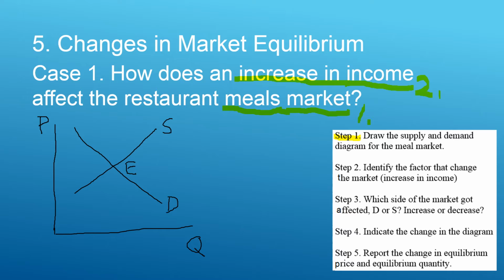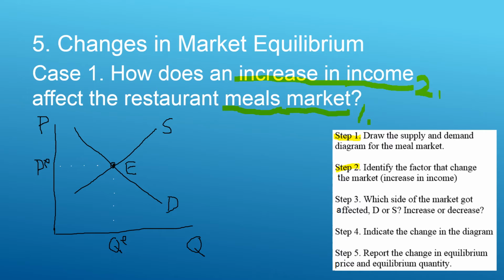So here is price, quantity, downward sloping is the demand, D, upward sloping curve is the supply. When supply and demand meet, that point is the equilibrium point. So you mark all of them like this. Okay. Next, you put the equilibrium price and equilibrium quantity also on the axis. So yes, this is what step 1 looks like. You draw the supply and demand diagram for the meal market before anything changes.